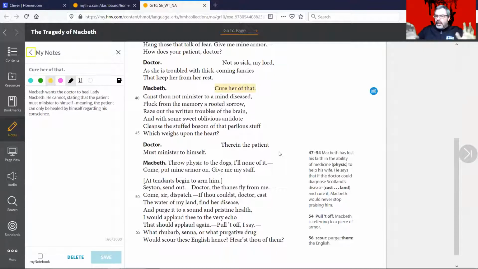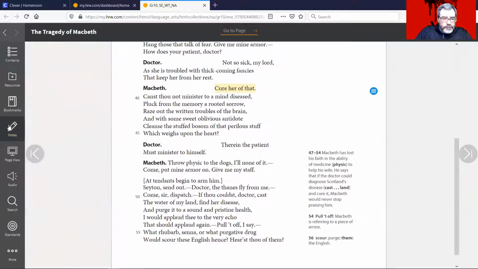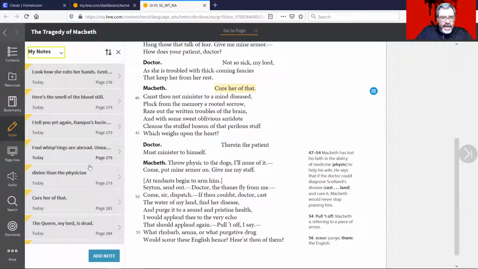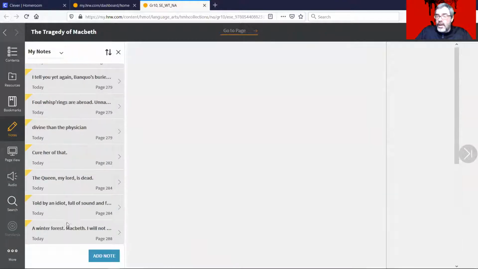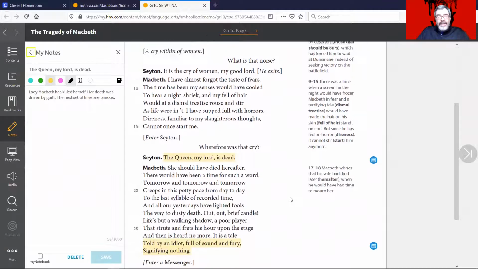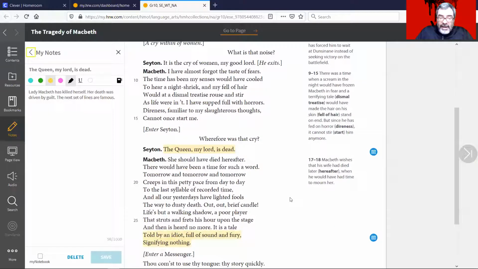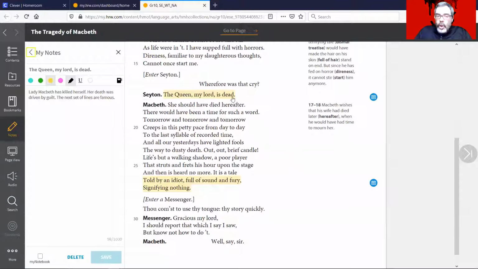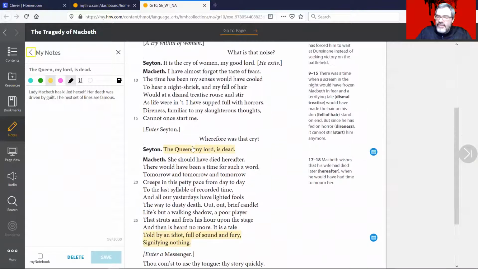Macbeth is not pleased about this at all. And he goes on and talks about his displeasure at their inability to cure or heal Lady Macbeth. Well, it doesn't take long because in scene 5, Lady Macbeth kills herself. We find this out about line 17, where it's reported that the queen, my lord, is dead. And Macbeth does not handle this particularly well because it's just one more loss that he suffers.